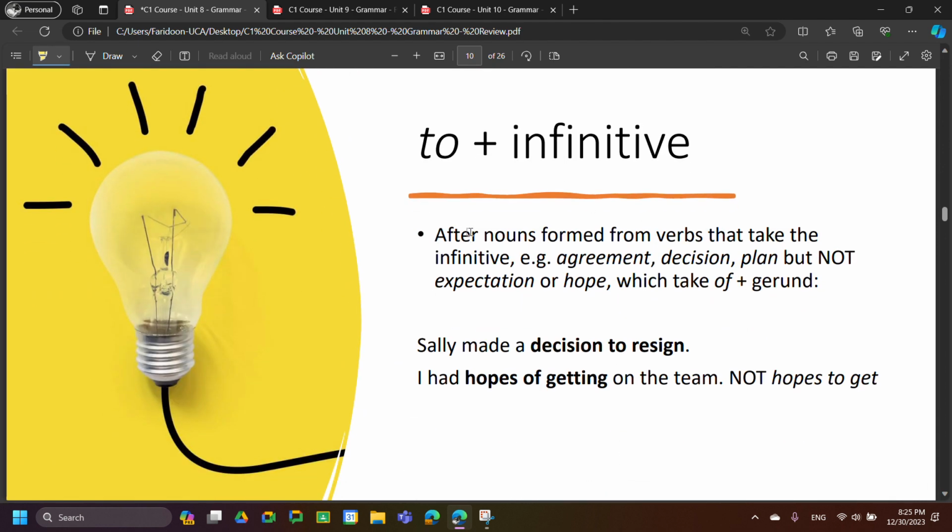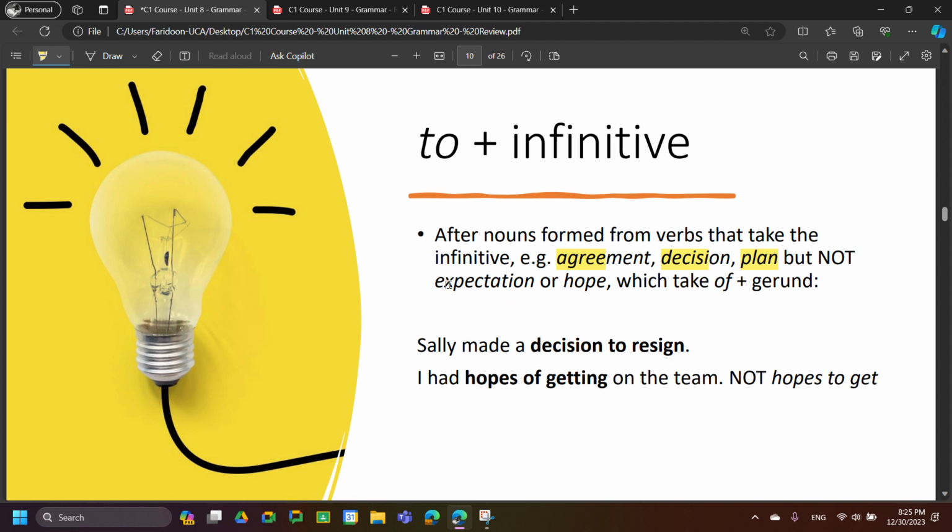Okay. To plus infinitive can also be used after nouns formed from verbs that take the infinitive. For example, agreement is the noun from the verb agree, which takes the infinitive. Decision is the noun from the verb decide, which takes the infinitive. And plan, of course, is the verb itself as well, but in here it's going to be used as a noun.